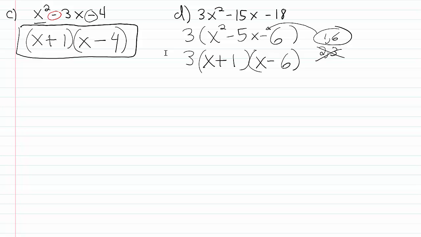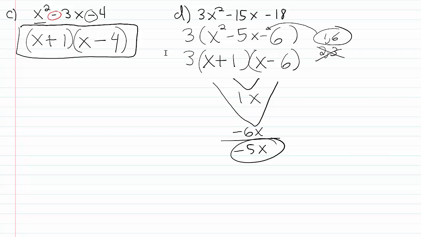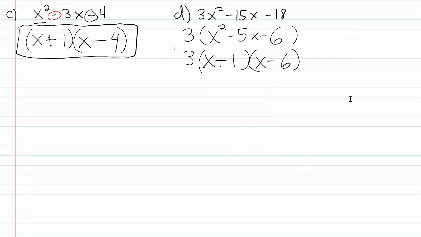And this will check out, but let's do the check just in case. So 1 times x is 1x, and then we'll have x times negative 6, which is negative 6x. And of course, when you add them, you get negative 5x, which is indeed our middle term, so we've done this correctly now. Okay, so our final answer then is 3 times x plus 1 times x minus 6.